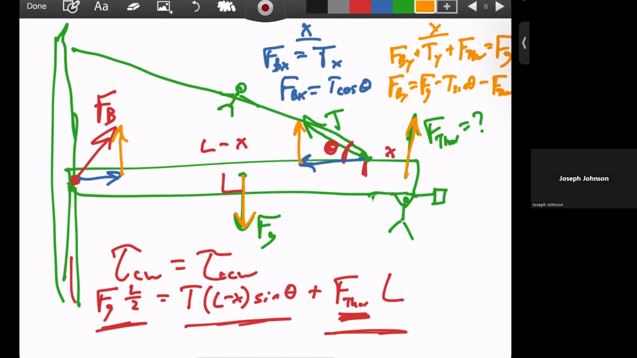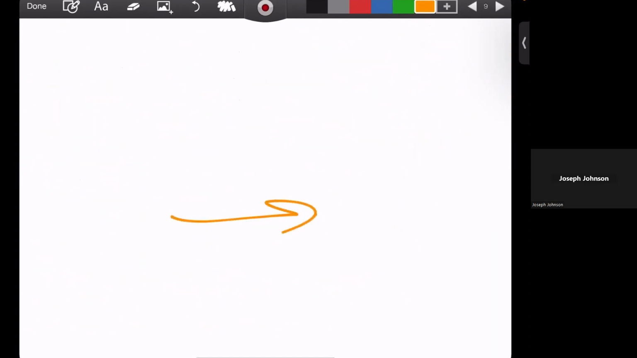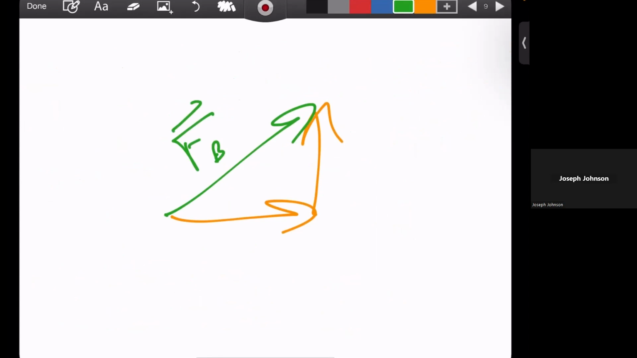Once you have the X and Y components, it's just another example like we did, like Caitlin's question. We just have to add the vectors together. Once I have the X component and the Y component, I can find the resultant FB, and I can find the angle. Do we use the Pythagorean theorem for that? Yeah.